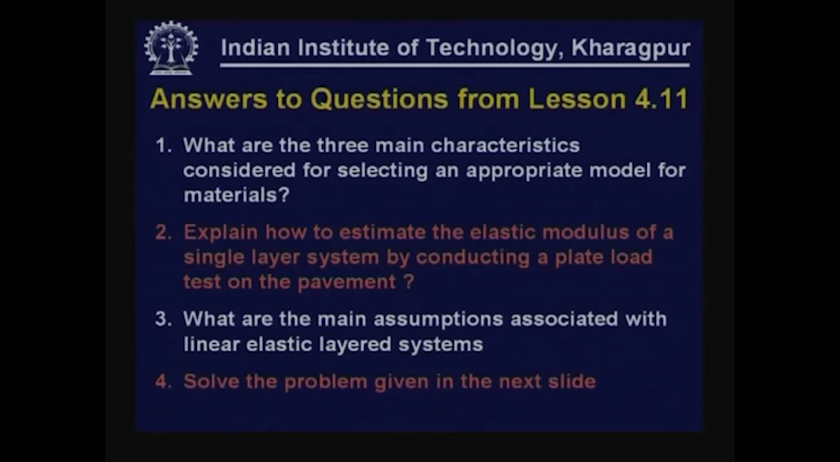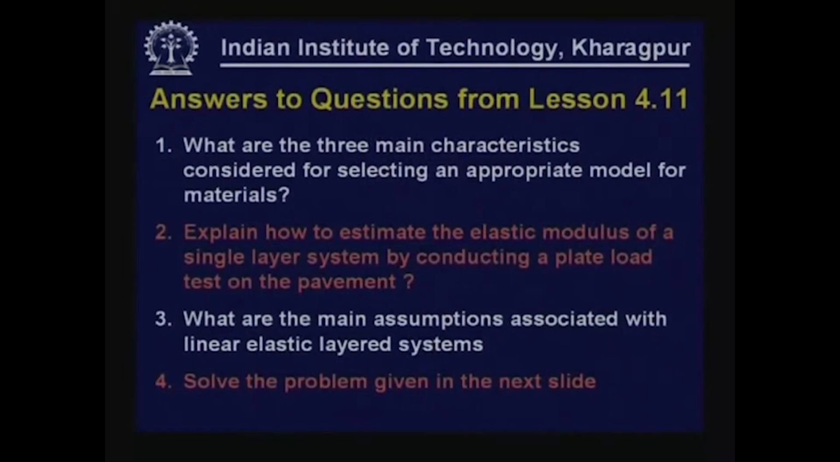If you conduct a plate load test, measure the surface deflection, and know the value of contact pressure P and radius of load contact area A, P is known, A is known. So we know the expression for a rigid plate: surface deflection is equal to 1.18 Pa by E, where E is the modulus of the subgrade. P is known, A is known, deflection is measured, so we can estimate the modulus value.